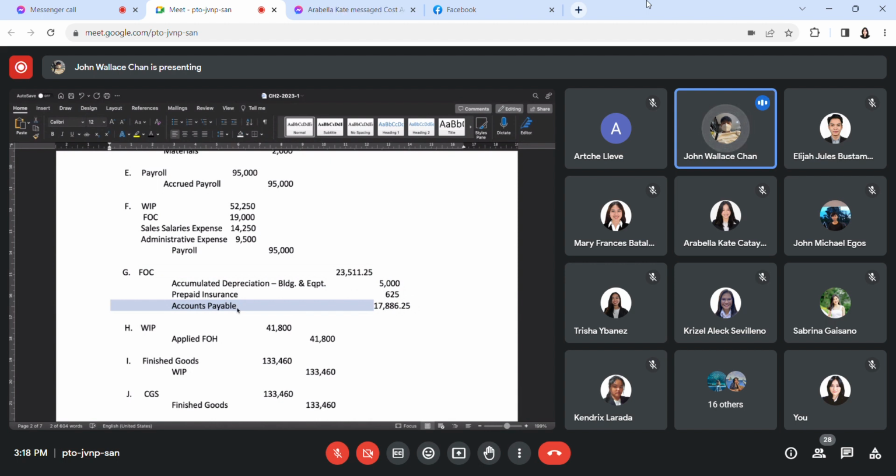For letter H, factory overhead was applied to the production rate at 80% of direct labor cost. So direct labor cost is 95,000 if you remember earlier. Then we just multiply it by 80%.